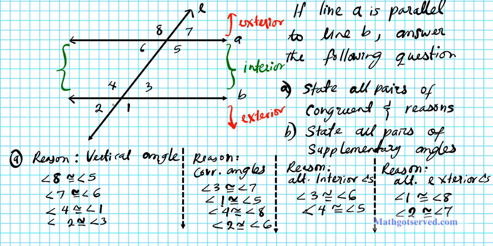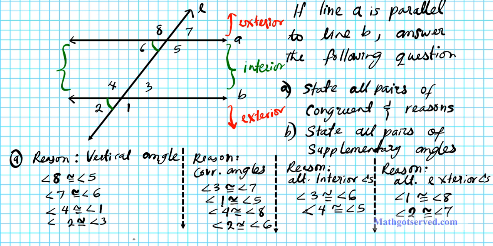For example, look at angle number 2. It is an acute angle. Look at angle 6. Do they not look congruent? They do, so that automatically means that they are congruent. And the reason there is corresponding angles for angles 2 and 6 as indicated here.